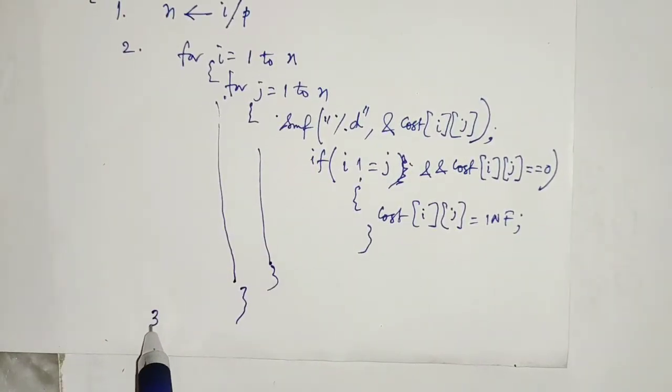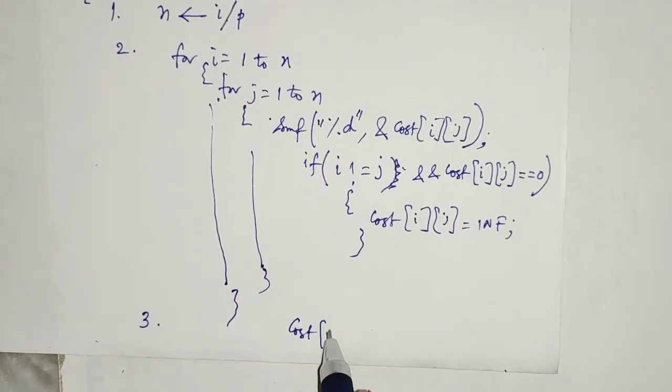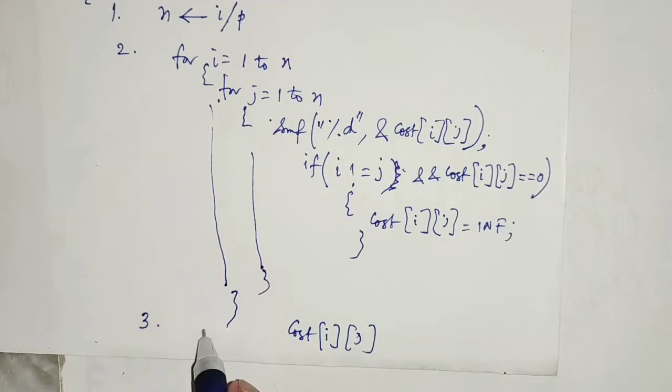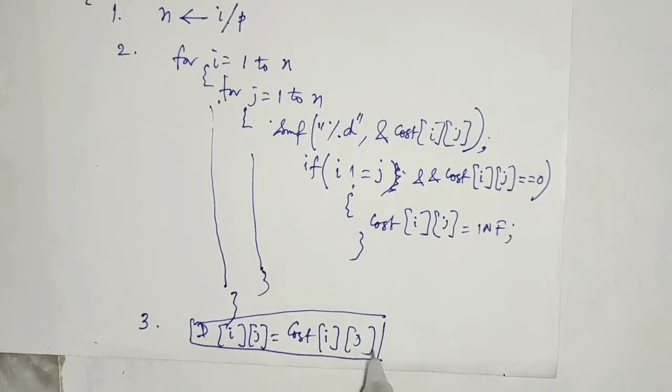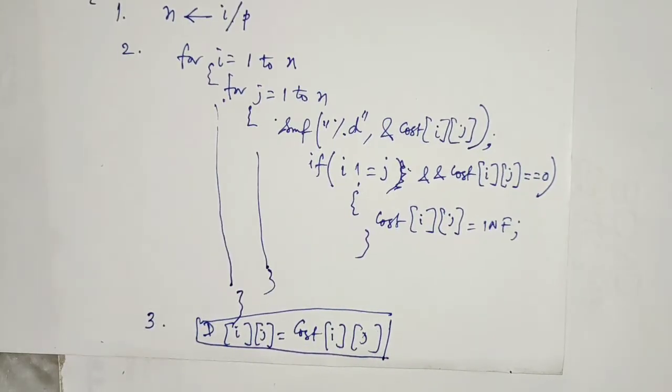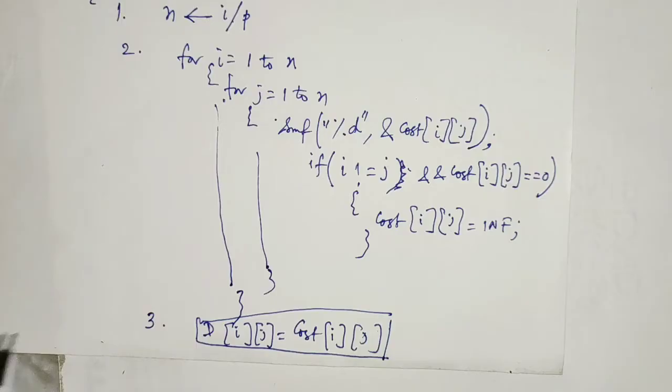Then the third step will be to copy all entries in the cost matrix, that is cost of ij. I am not writing the full code here. Copy the cost matrix into the distance matrix, that is d of ij equals cost of ij. As i and j are concerned, you should definitely consider two for loops here also. So I am not writing it in detail. Actually you have to copy all entries in the cost matrix after formation into the distance matrix D. Fine, because I told you we will use D for the computation. We will not disturb the cost matrix.